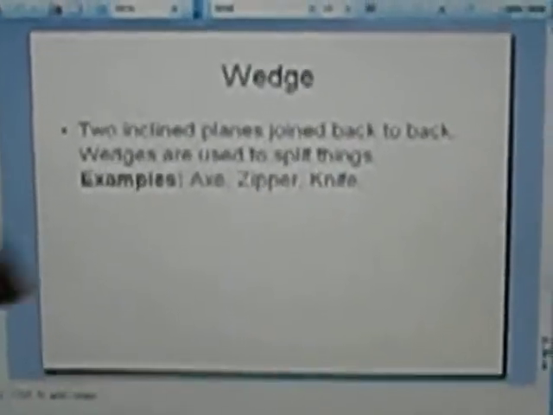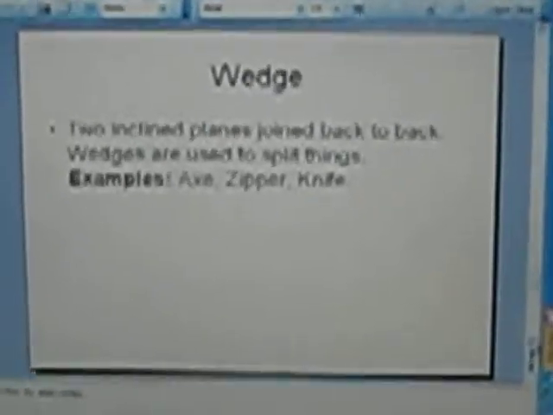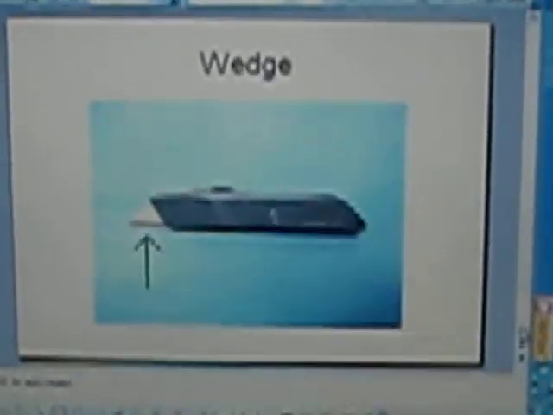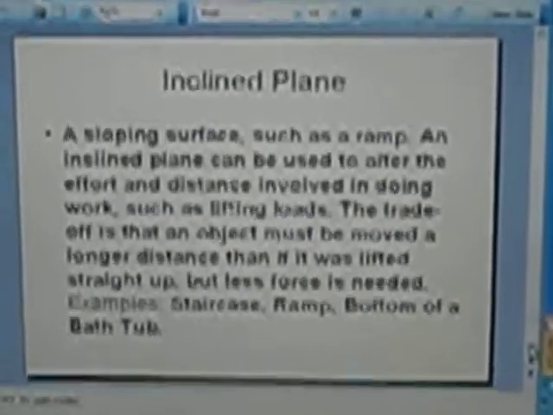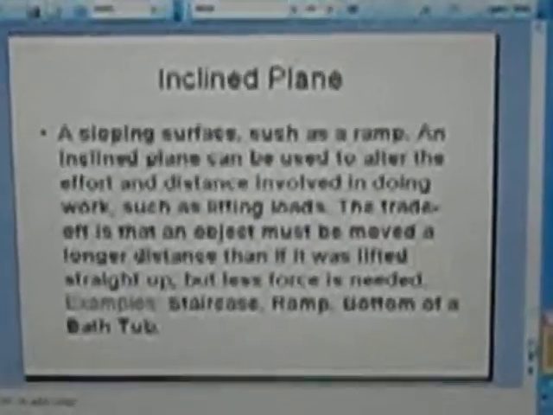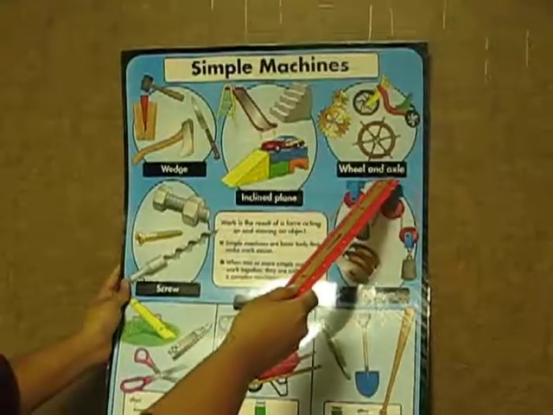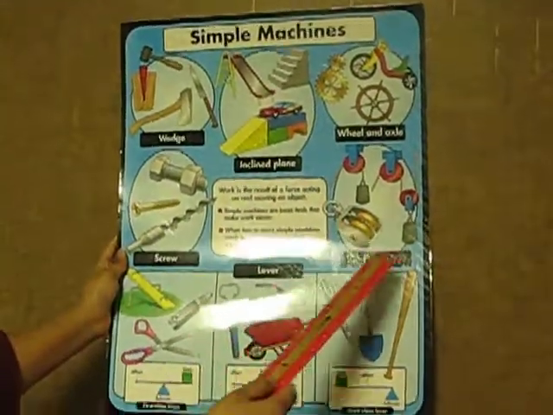We have a wedge when two inclined planes are joined back to back. An example of a wedge can be a knife, a utility knife. You have an inclined plane, a sloping surface such as a ramp. This is called an inclined plane. Now you can see this poster here. It gives you examples of wedge, inclined plane, wheel and axle, screw, lever and pulleys.